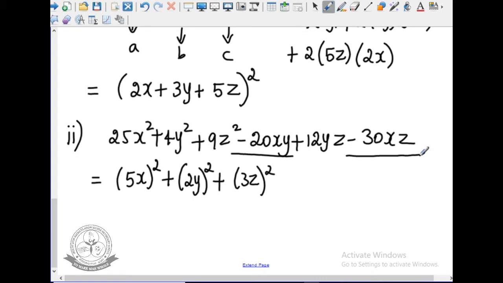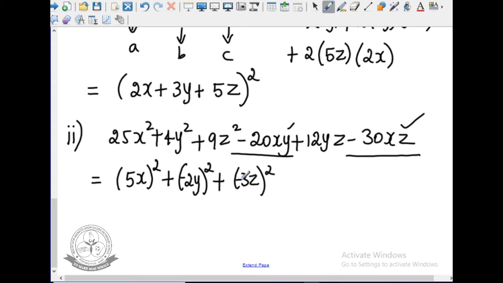So here minus xy, here minus xz. Okay? So that means the common variable is x, omit that. So you can take it as y and z should be negative. So you can write as here minus 2y, here minus 3z. Okay, then only we can get the correct format.